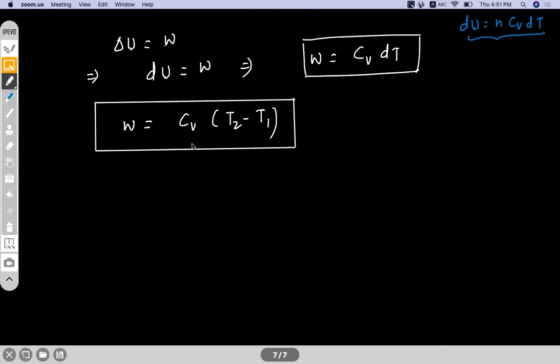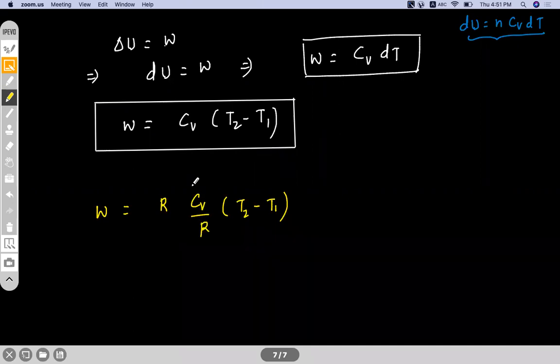So we have this CV (T2 minus T1). I would request that you memorize this formula. Other things you can simplify. Now you see how we do the simplification here. I am multiplying by R, the gas constant, and we have CV by R (T2 minus T1). I want you to tell me one thing over here. What is the value of CV by R in terms of gamma?